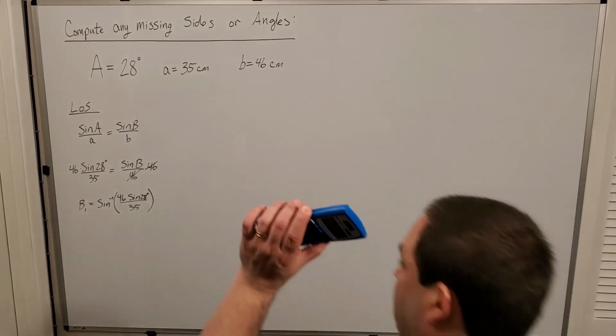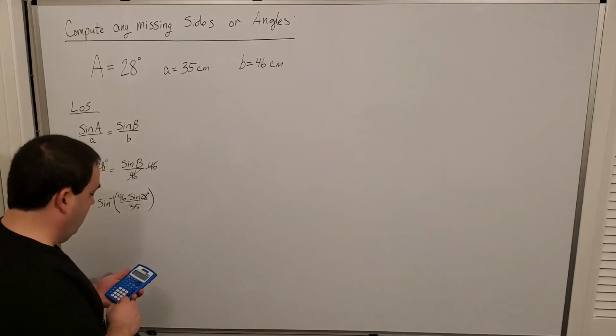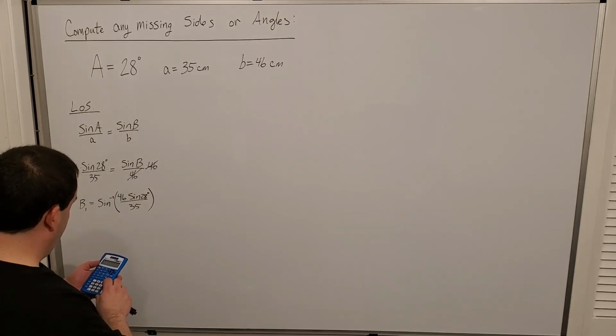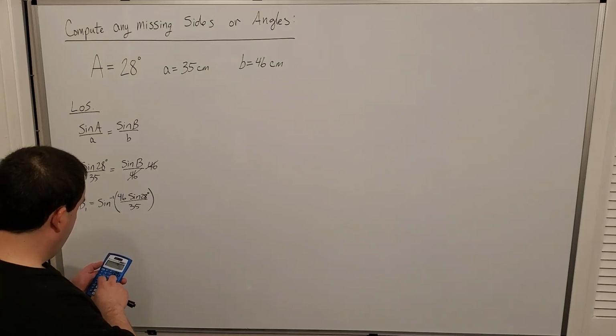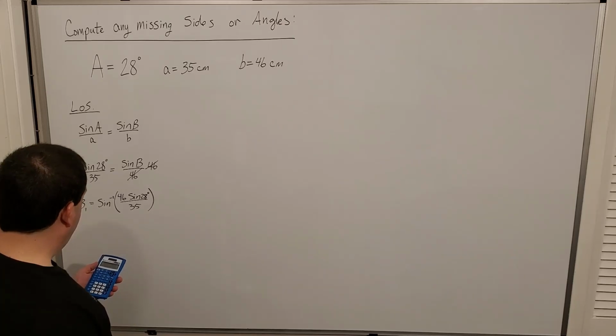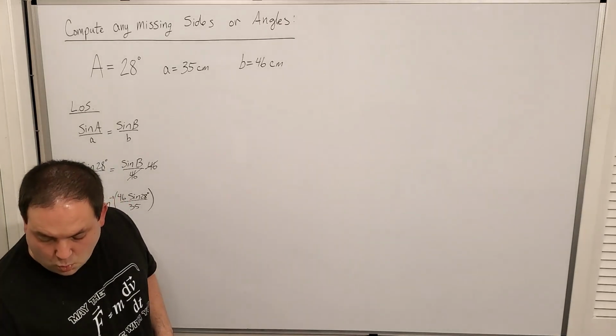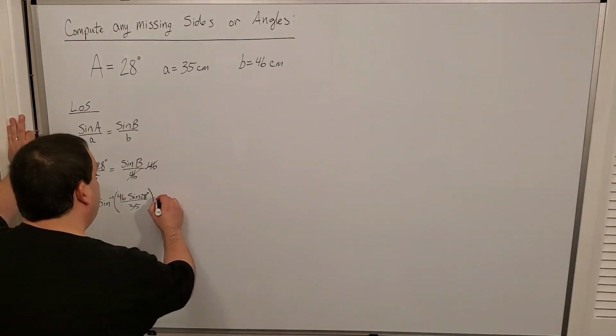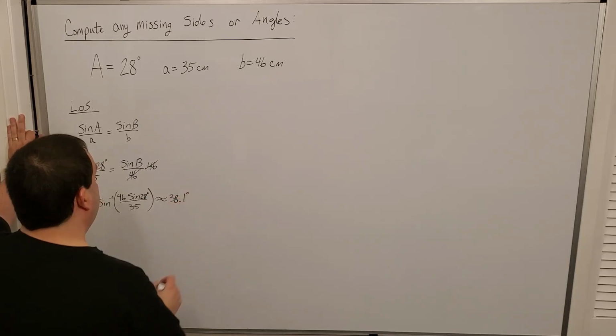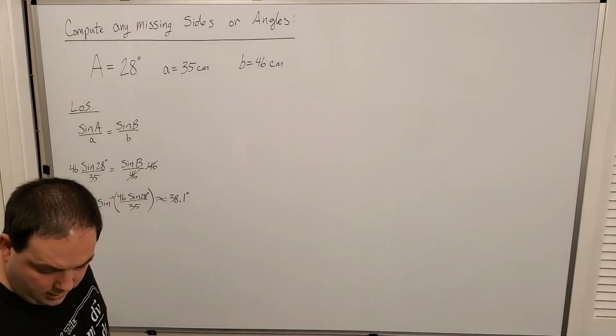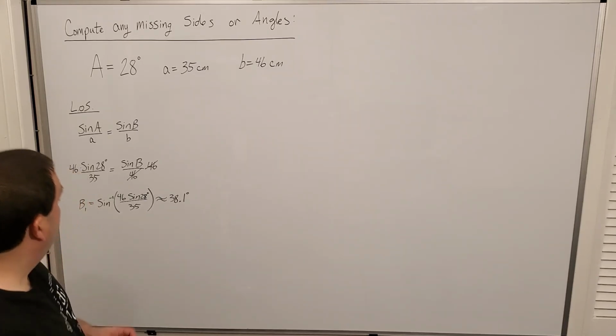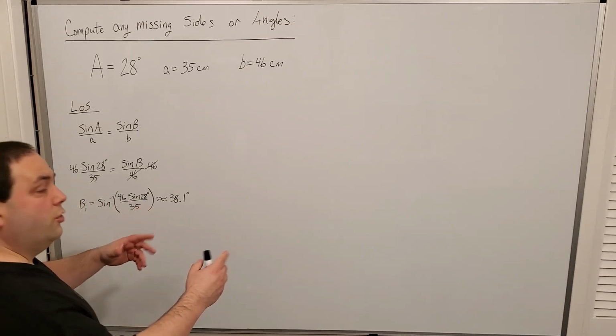Got my handy dandy time saver here because I don't want to do arc sine by hand. That would take way too long. Okay, so I have inverse sine 46 sine 28 divided by 35. 38.09. We'll use 1 decimal point here and say that this is approximately 38.1 degrees. Okay. So then, what's the other possible angle?